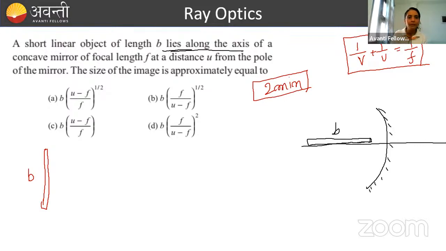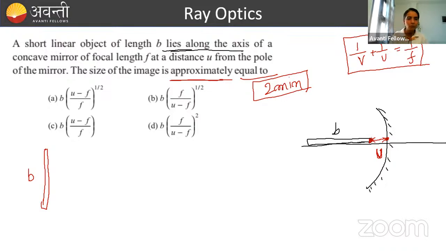Okay. And its focal length is A, and it is at a distance U from the pole of the mirror. It means this end must be at a distance U from the mirror. That is given in the question. The size of the image is approximately equal to what? So what will be the size of the image? Approximately it is asking. Just focus again on the question.